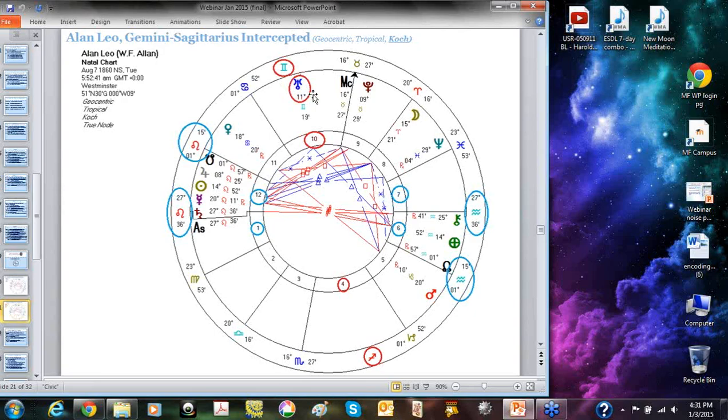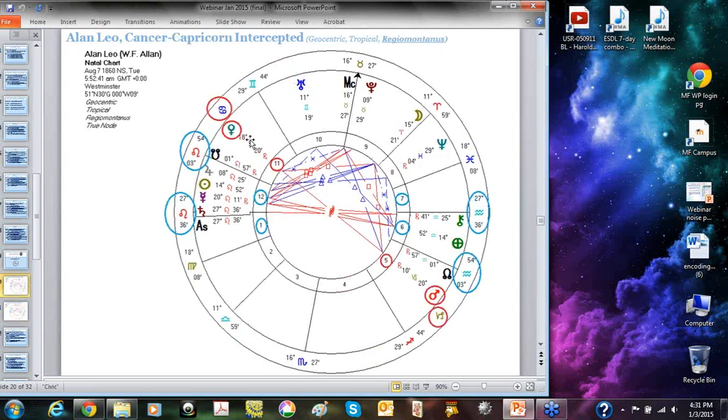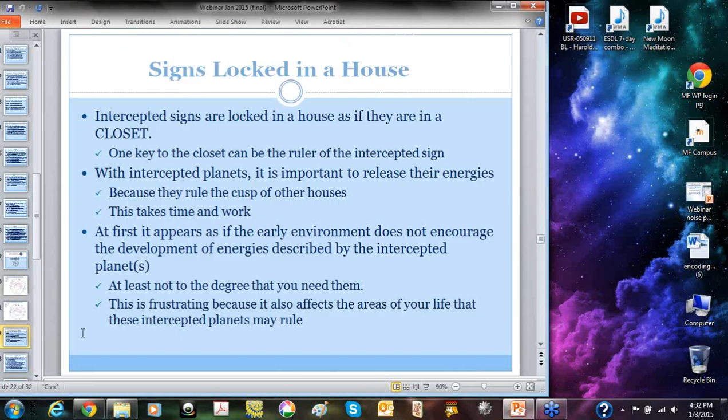And if we go back to the other one, thank you, BL, we had Venus in Cancer was intercepted, as well as Mars in Capricorn was intercepted. And how is that energy going to be used? It's so important to get that energy to be used because it rules other signs, right? It rules other houses. And so that energy that is locked up because of being intercepted and self-contained within a house means it's locked. It's almost like being in a closet. So the question becomes, how do we unlock it? How do we unlock what is intercepted?